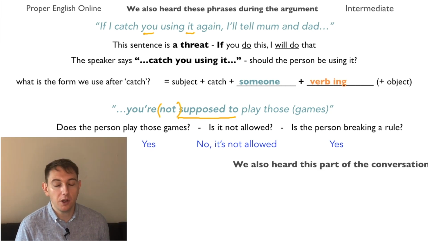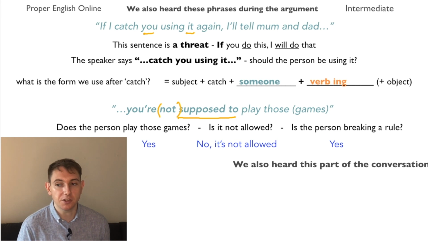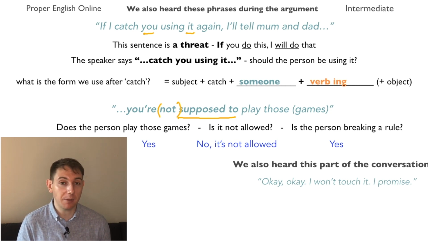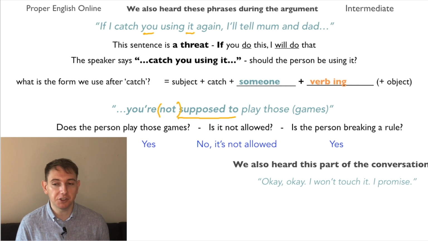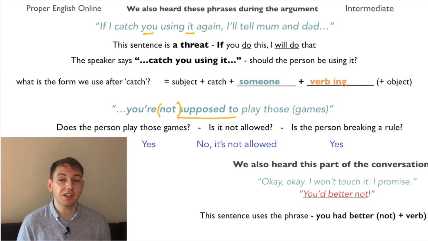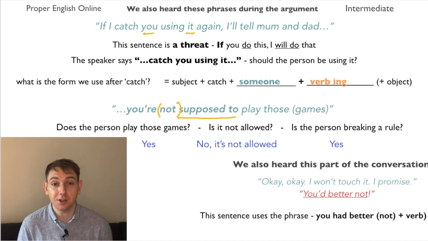Okay, so we also heard this part of the conversation as well. Somebody said, okay, I won't touch it, I promise. That was the brother, right? Okay, I won't touch your laptop, I promise. And his sister responded, she said, you'd better not. Now again, this is a threat, isn't it? It's a threat phrase. She's using this you had better plus verb, or you had better not, meaning don't do it. If you do it, something bad will happen.